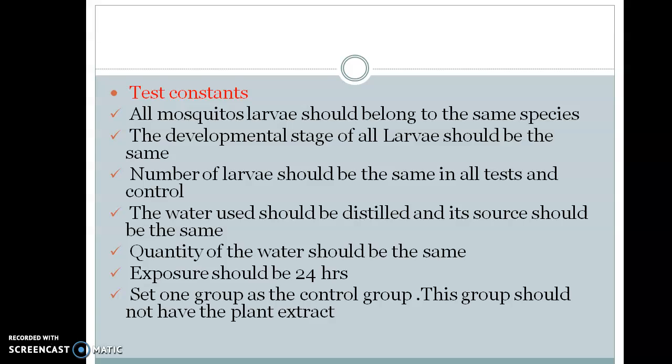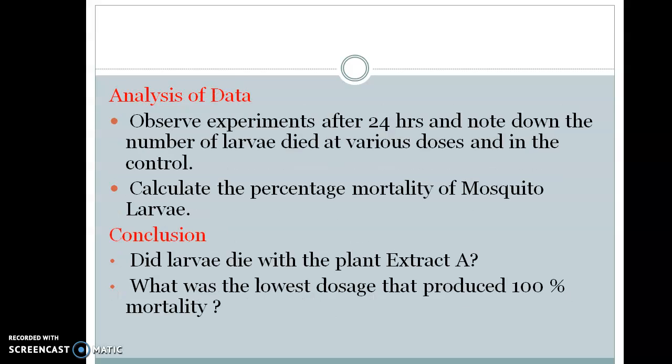Then we have to set up a control group. What is meant by a control group is that this group will be similar to the test, except it does not have any plant extract. This control group contains only the water and the mosquito larvae and all the other conditions, but not the plant extract. This is called the control. Okay. Then after the experiment is over, we are analyzing the data. I told you that we keep this experiment for about 24 hours. So we observe this experiment after 24 hours is over and note down the number of larvae which died at various doses and in the control. Then we calculate the percentage of mortality of mosquito larvae.